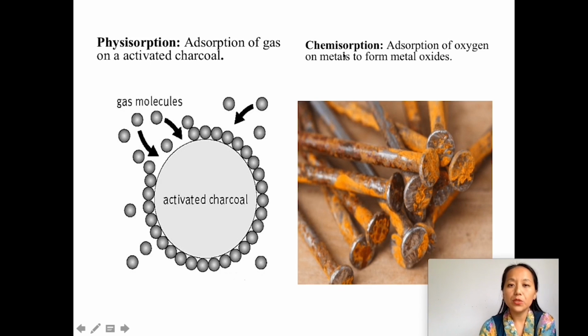Now in the case of chemisorption, the most common example is the rusting of iron. The rusting of iron is due to a chemical bond being formed between the oxygen present in the air and the metal surface. When the metal comes in contact with the oxygen present in the air, there is a formation of metal oxide. This formation of metal oxide cannot be reverted back. Therefore, chemisorption is irreversible in nature, whereas physisorption is reversible in nature. So that is the difference between chemisorption and physisorption.